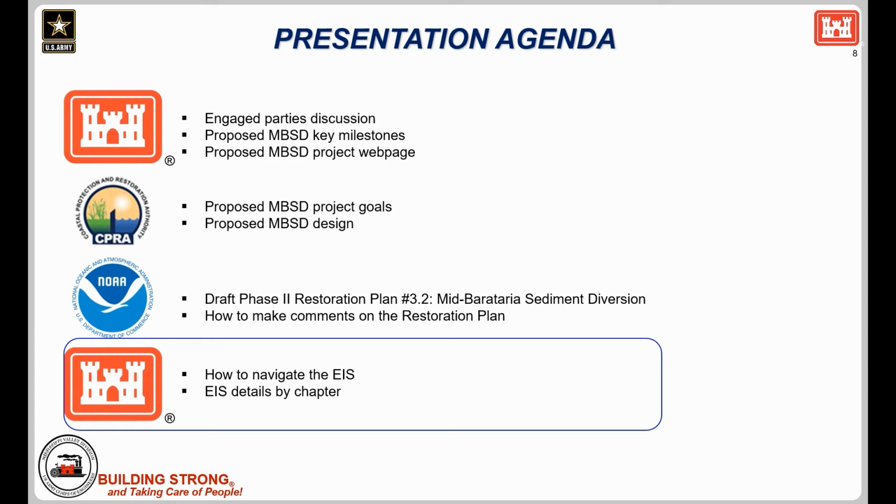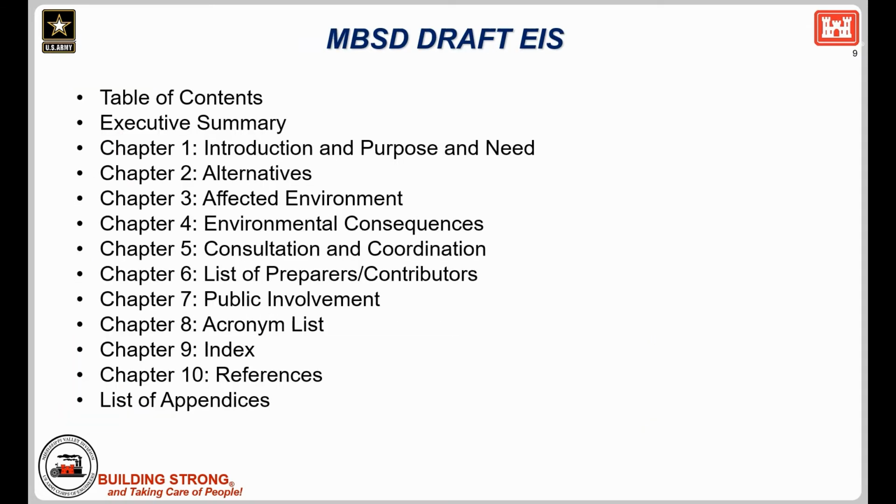Now that you are up to date on the project details and the draft Phase 2 restoration plan, I'll explain the draft EIS in more detail. The draft environmental impact statement for the proposed Mid-Barataria sediment diversion project is approximately 1,600 pages. It is a very large document with material that can get technical at times.